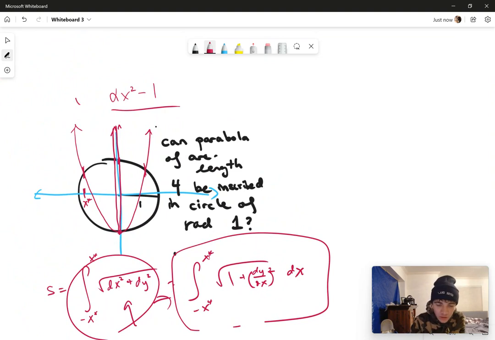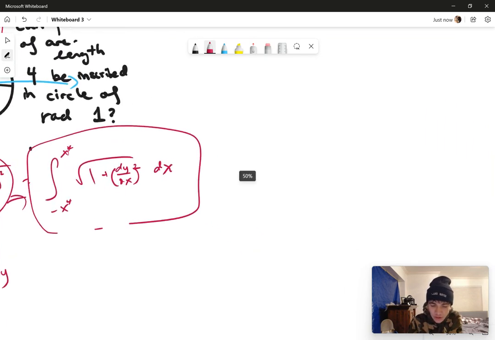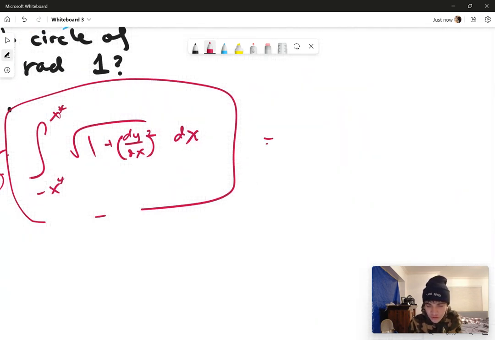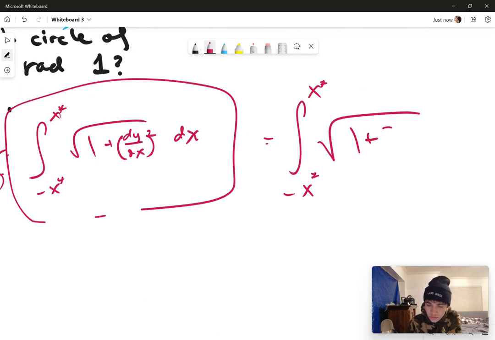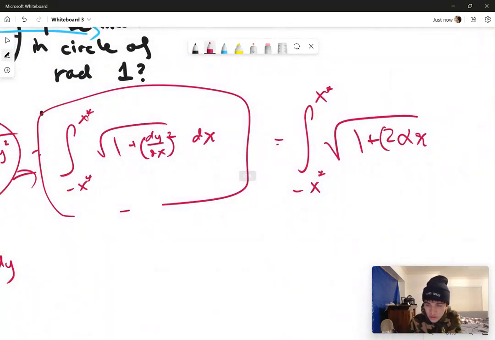Okay, and so if our parabola, if we want to start with alpha x squared minus 1 as our y, then let's go ahead and take the derivative with respect to x here. And it's just going to be 2 alpha x, right? So we get the integral from negative x star to x star of the square root of 1 plus (2 alpha x) squared dx. Okay, but here's the problem.